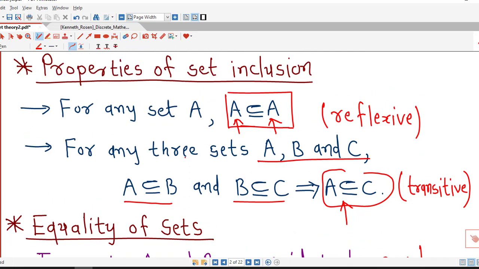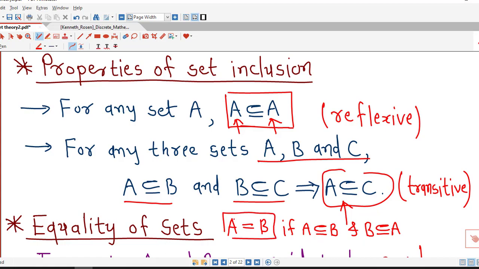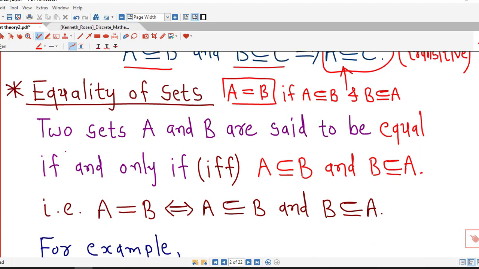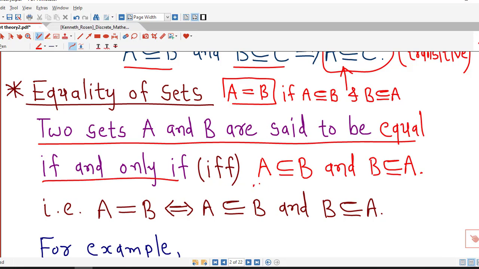Another definition is equality of two sets. If we want to talk about equality of two sets, suppose we have two sets A and B. A and B are said to be equal if A is a subset of B and B is a subset of A. That is, if A is included in B and B is included in A, then A and B are called equal sets. So two sets A and B are said to be equal if and only if A is a subset of B and B is a subset of A.